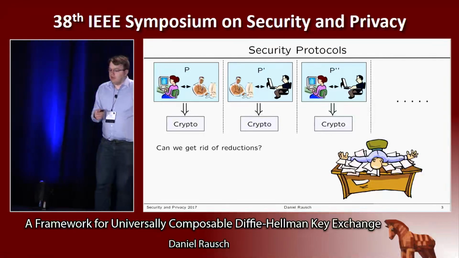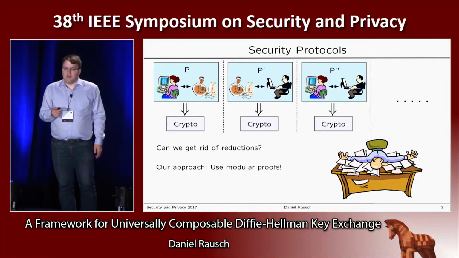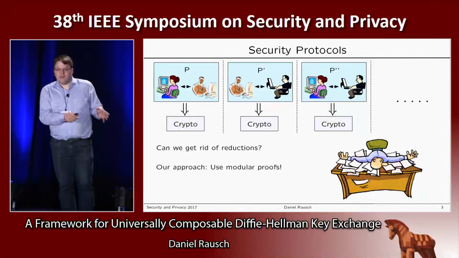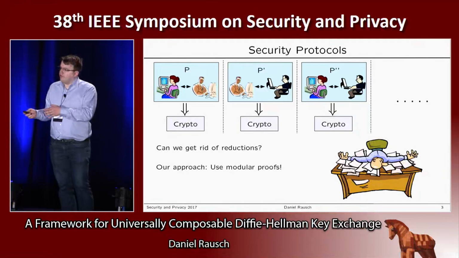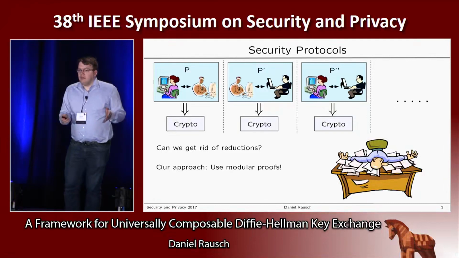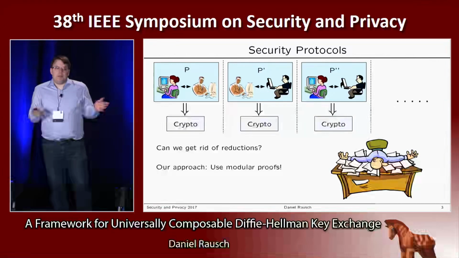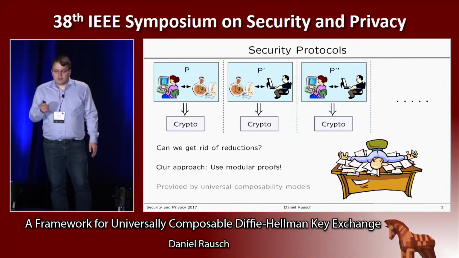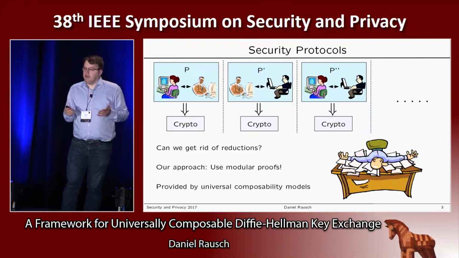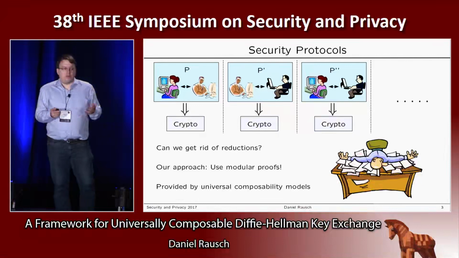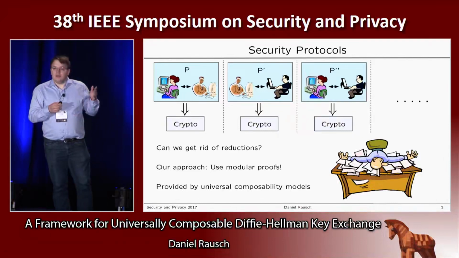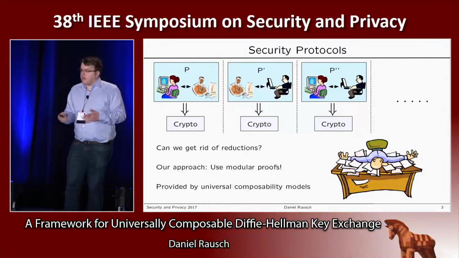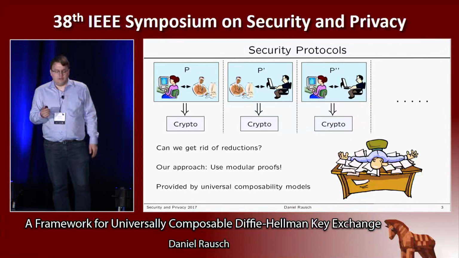And the way we want to accomplish this is to use modular proofs. That is, our idea is, why can't we separate the reductions from the actual protocol definitions, do the reductions just once, and then analyze arbitrarily many protocols based on these results. And modular proofs are provided by universal composability models, which is what we used for our approach. So I want to briefly explain what universal composability models are, and then explain our approach in more detail.